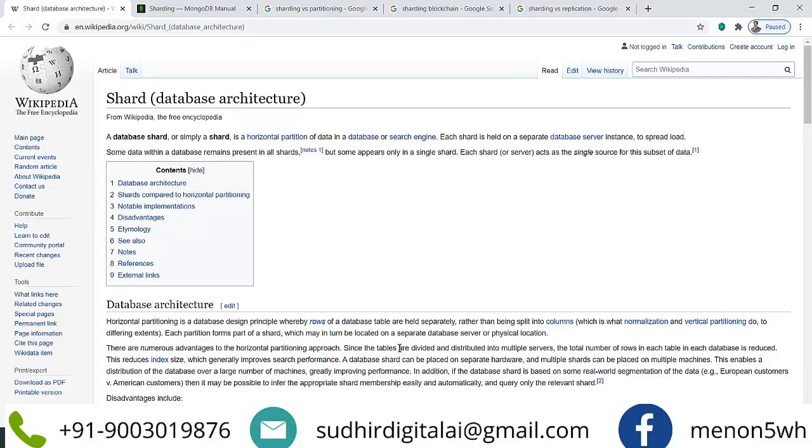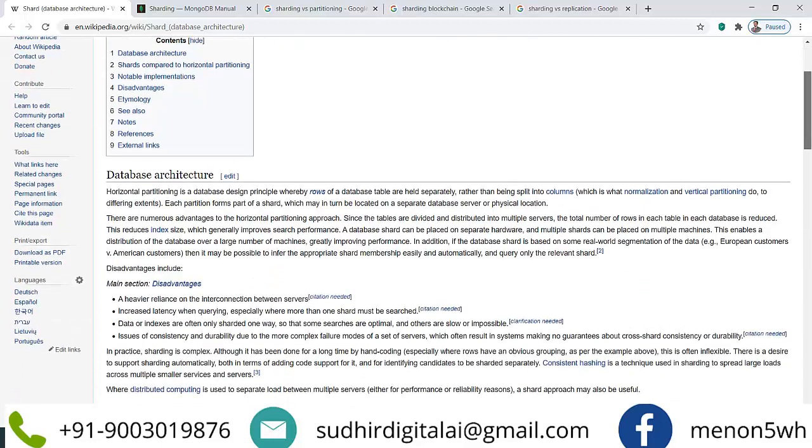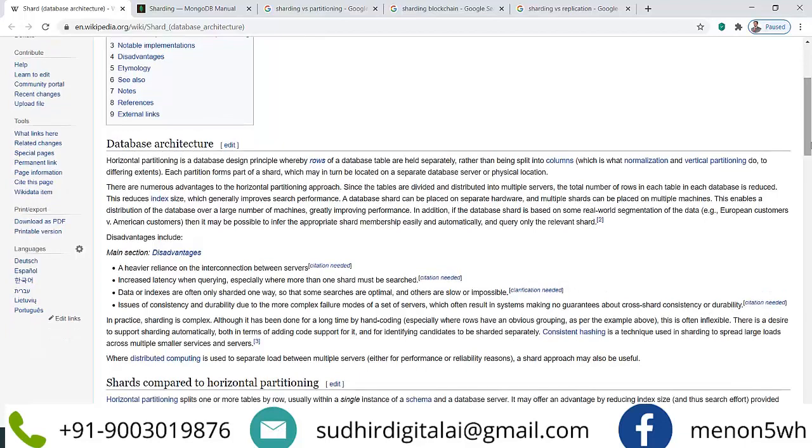So this is what we also heard from what Oracle was telling. Horizontal partitioning is a database design principle whereby rows of a database table are held separately rather than being split into columns. Each partition forms part of a shard, which may in turn be located on a separate database server. Some of the disadvantages I think we never speak about are a heavier reliance on interconnection between servers, increased latency when querying, and data or index are often only sharded one way.